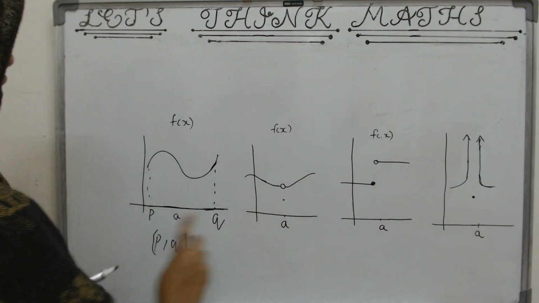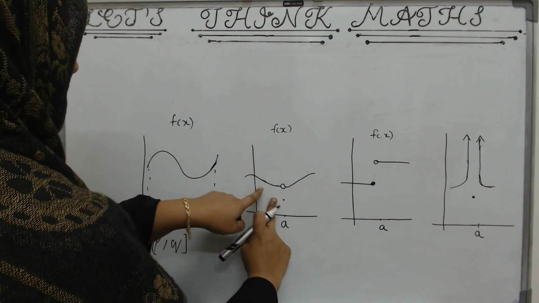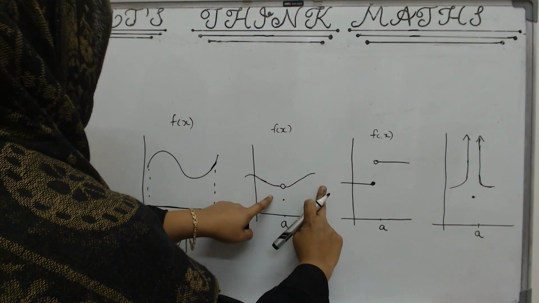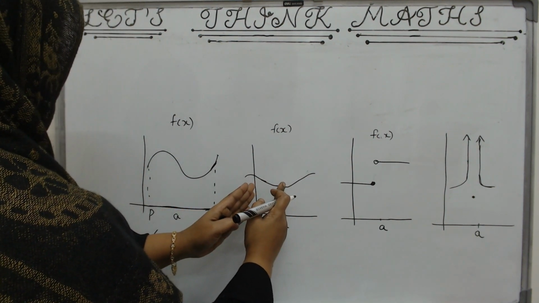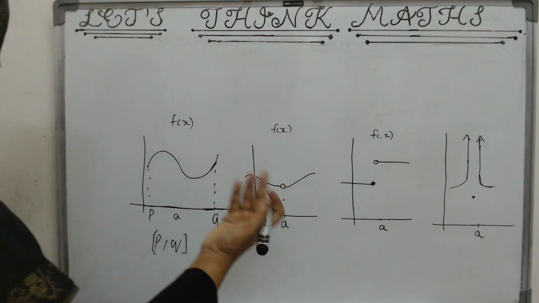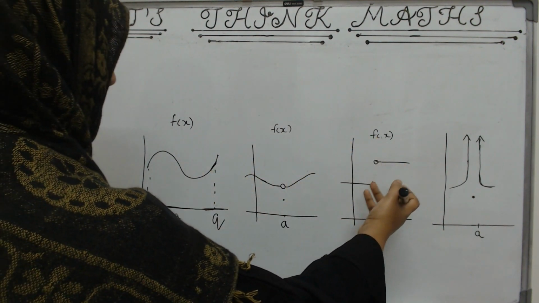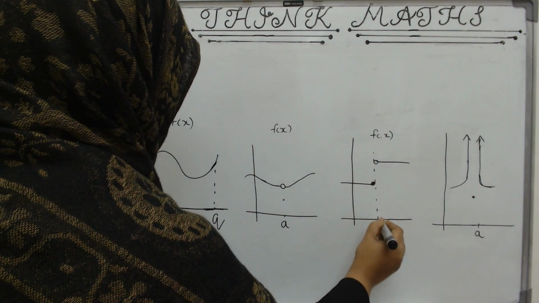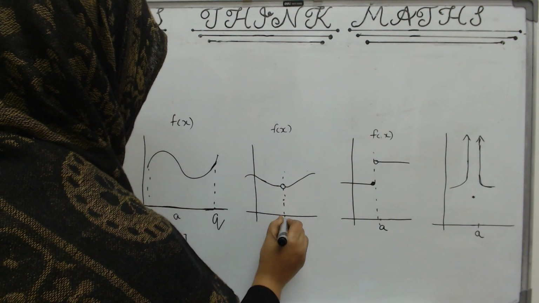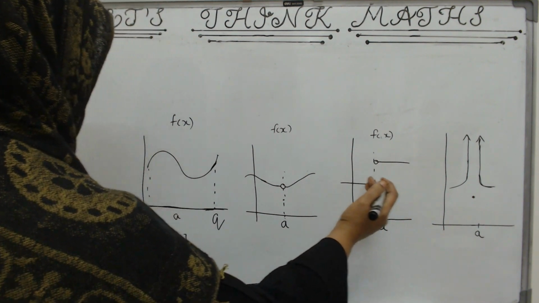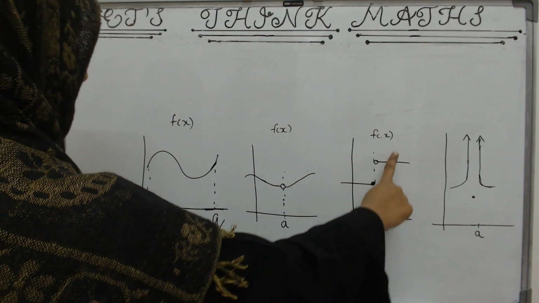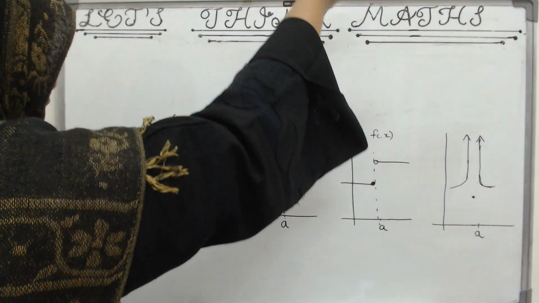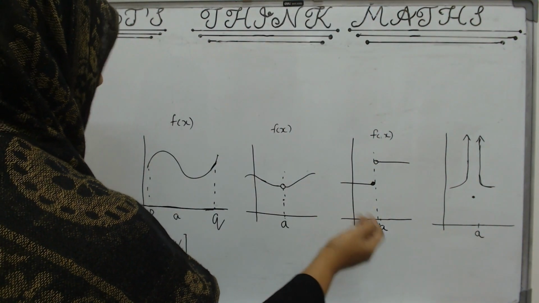In this graph, you see the left side of A and the right side of A are still joined. Right? So this is what we call a removable discontinuity. But at the same time, look here, look at where A is. Here is your A. If you look at A, the left side of A is here and the right side of A has experienced a jump. So we call this the jump discontinuity.